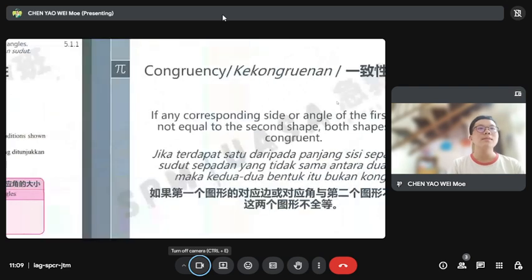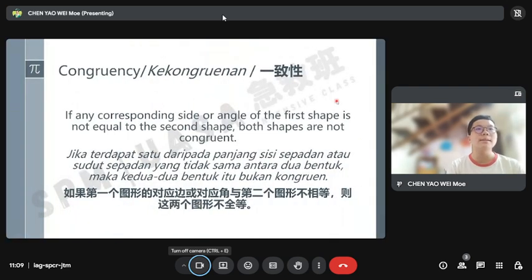So if any corresponding side or angle of the first shape is not equal to the second shape, both shapes are not congruent.